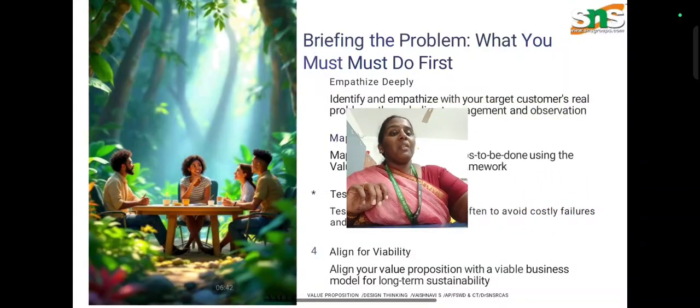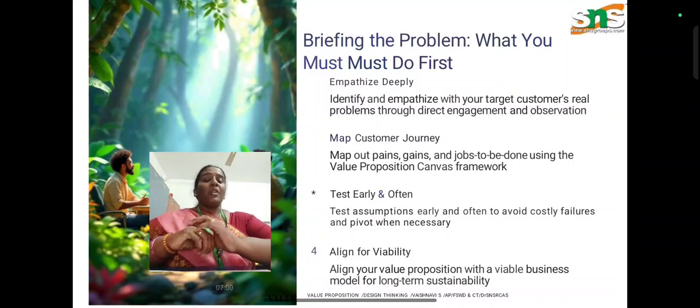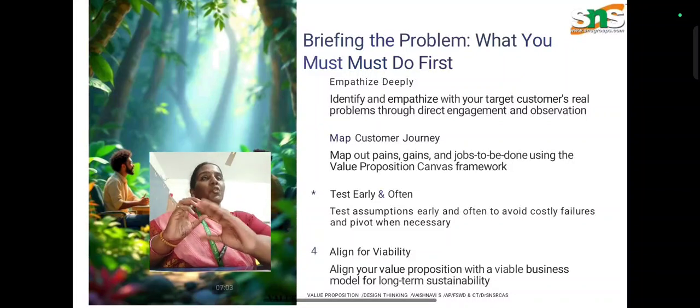So this is briefing the problem. What you must do first: empathize deeply, map the customer journey, test often, and align for viability. Empathizing deeply is identifying and empathizing with the target customer. Mapping the journey is tracking the jobs done day to day for the value proposition. Testing is testing assumptions early and avoiding failures. Alignment for viability is aligning the value proposition with the business model for long-term sustainability. So we are sustaining in a market for a long term.